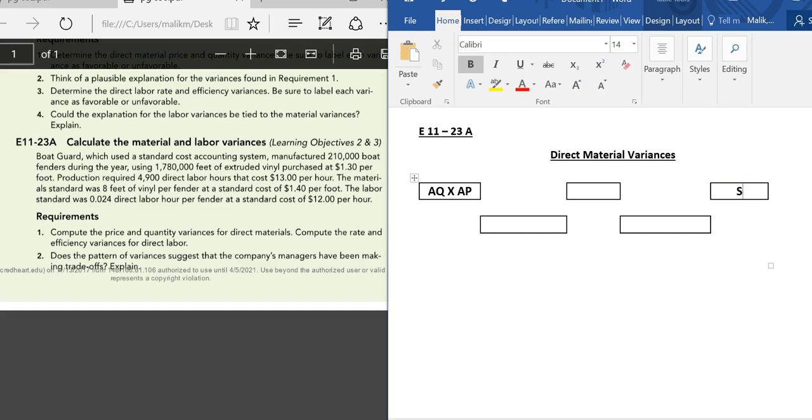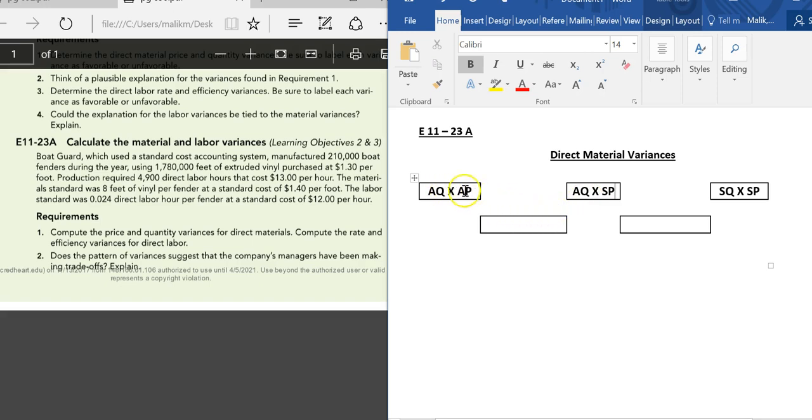That means we will use the standard quantity, what should be the ideal or standard amount of direct material per unit of product, and then we're going to multiply it by the standard price of those direct materials. Remember, the first box is all actual and the last box is all standard. Now the middle box, or the second box, will be a combination of actual and standard. We will use the actual quantity of direct material and multiply it by the standard price of the direct material.